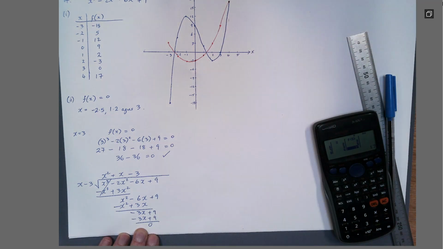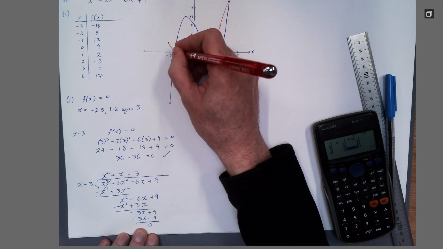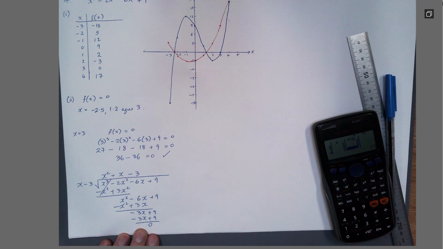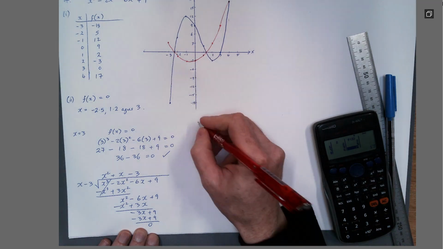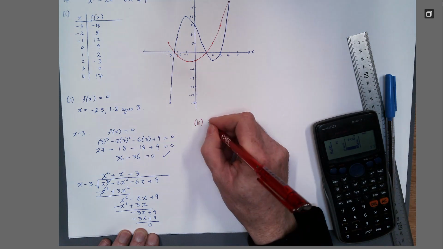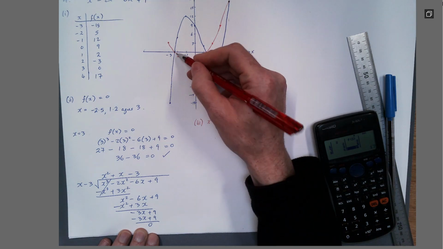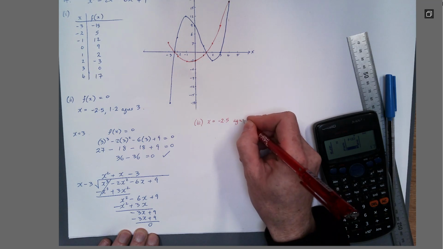So that is the quadratic graph. By drawing a quadratic graph, we find the other two roots, which are approximately minus 2.3 and 1.3.